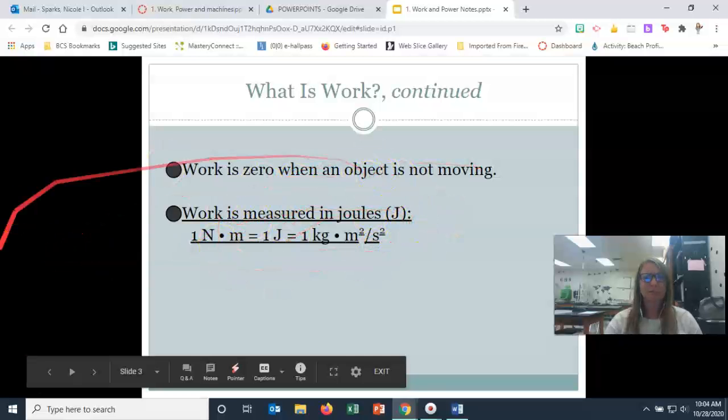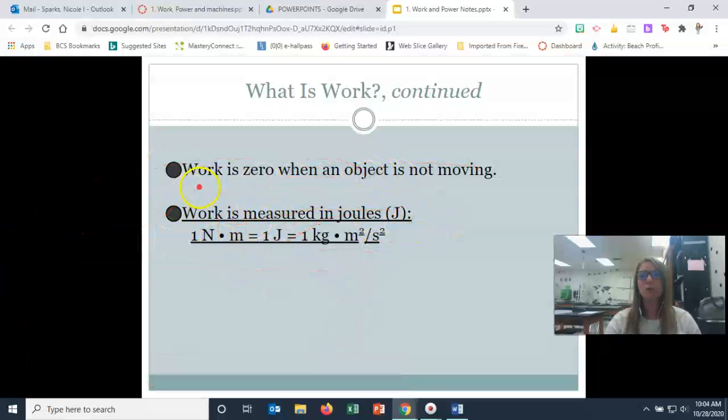So two different things to realize with work. The first one is work is zero when an object is not moving. So an object at rest stays at rest. There's no motion being applied. There's no force being applied. So it's a balance. It is staying at zero. But in order for an object to be doing work, we want unbalanced forces.